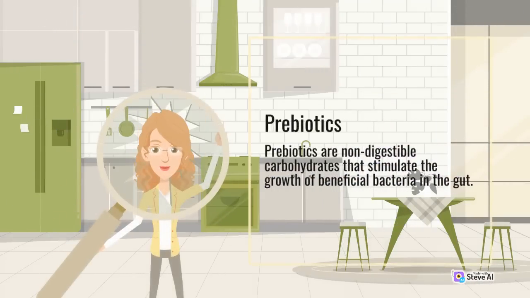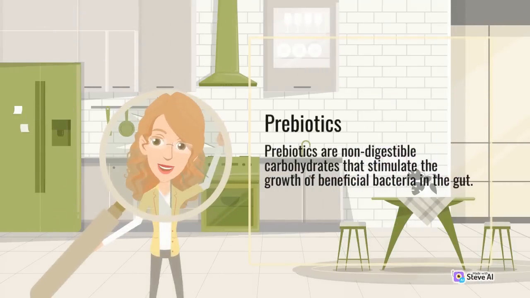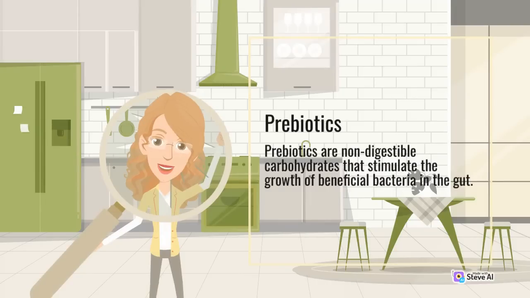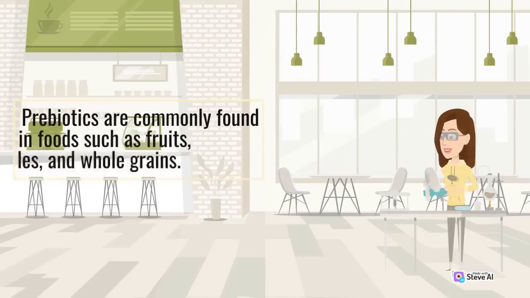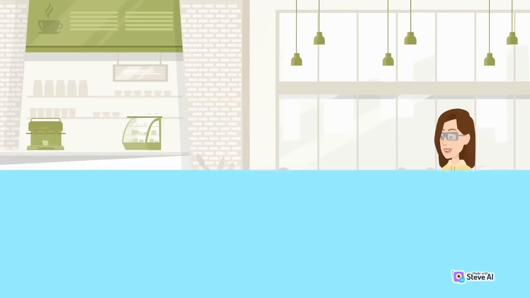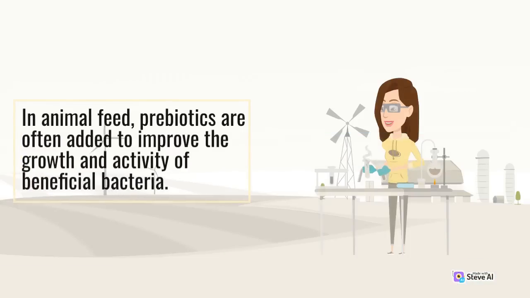Prebiotics. Prebiotics are non-digestible carbohydrates that stimulate the growth of beneficial bacteria in the gut. Prebiotics are commonly found in foods such as fruits, vegetables, and whole grains. In animal feed, prebiotics are often added to improve the growth and activity of beneficial bacteria.